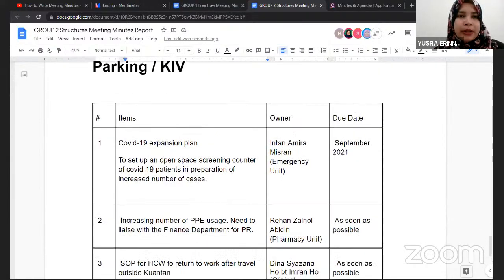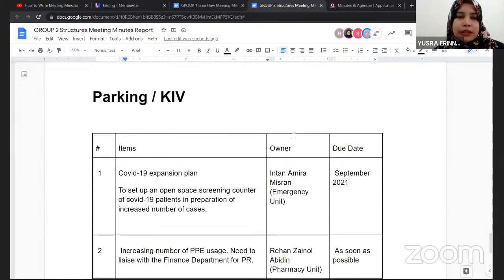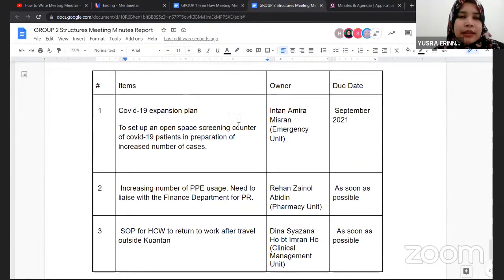All right, so parking. Those things that arises not related to the meeting. COVID-19 expansion plan to set up an open space screening counter of COVID-19 patients in preparation of increased number of cases. Good. Increasing number of PPE usage. Needed, to past tense. Needed to liaise with the finance department for PR.